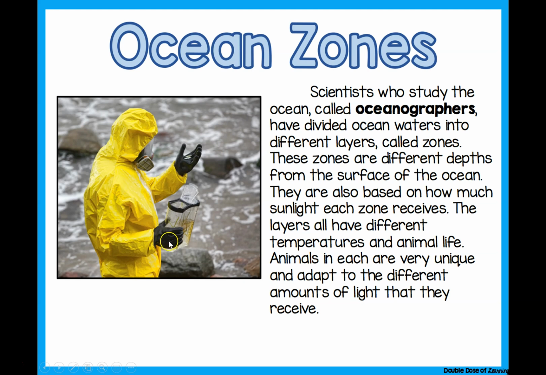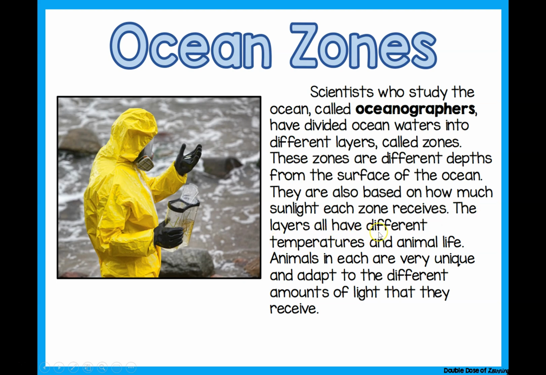Scientists who study the ocean, who are called oceanographers, have divided ocean waters into different layers called zones. These zones are different depths from the surface of the ocean. So each zone is a different depth. There's a really deep zone, there's a really shallow zone, and then there's a medium zone in between them. They are also based on how much sunlight each zone receives. That makes sense, right? The zone closest to the surface of the ocean is going to get the most sunlight.